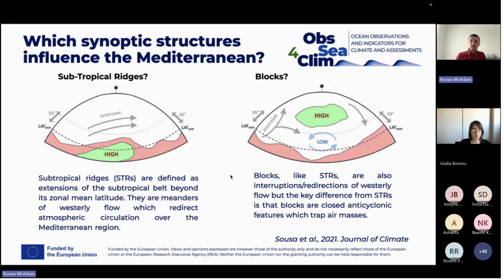And one of the first things we found was that in the summer in the Mediterranean, blocking is incredibly rare. So our candidate is actually the subtropical ridges. So we had to look and think, well, during these different types of Mediterranean marine heatwave events, what are the subtropical ridges doing? Are they stuck? Are they persisting? Is there some link?